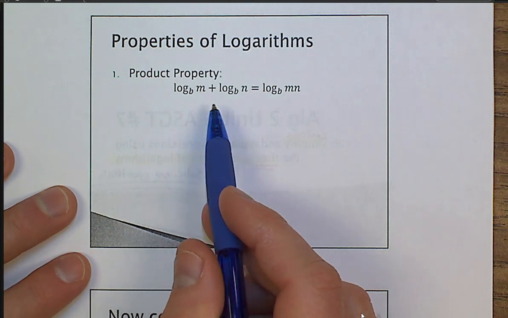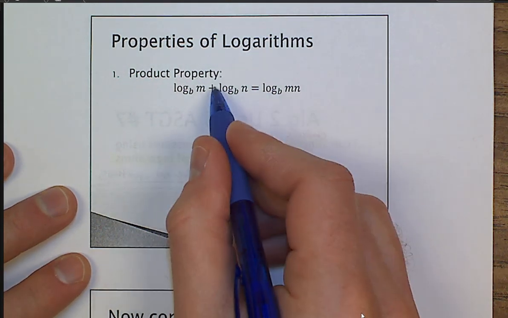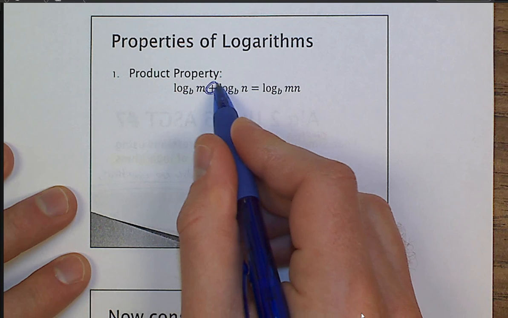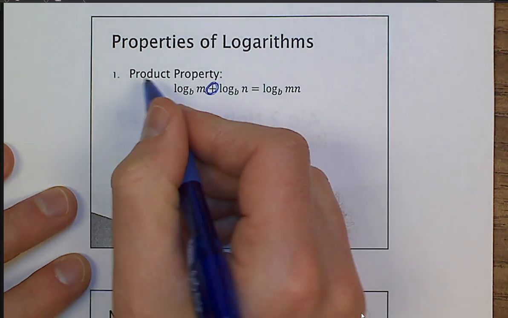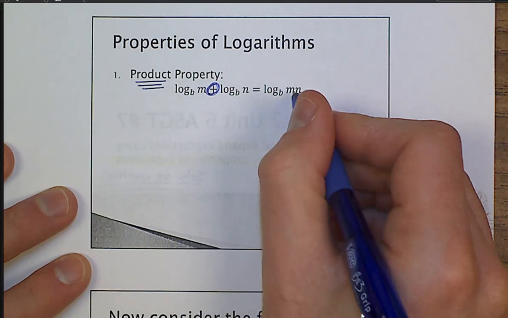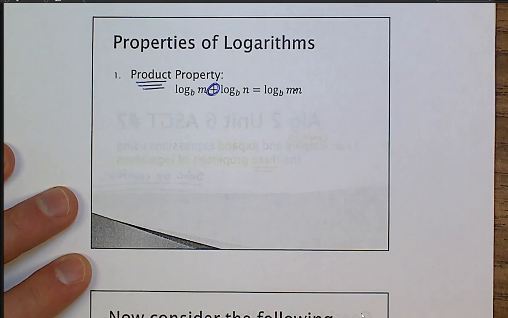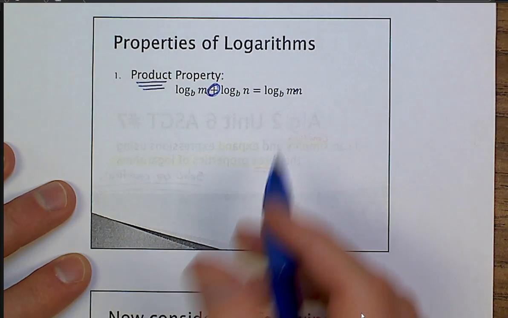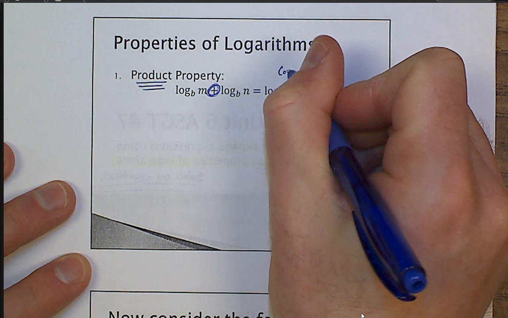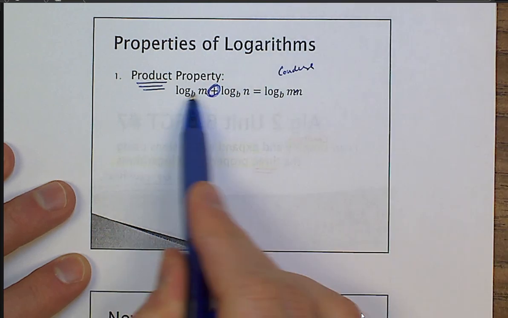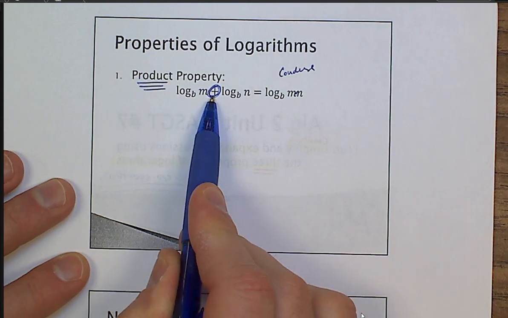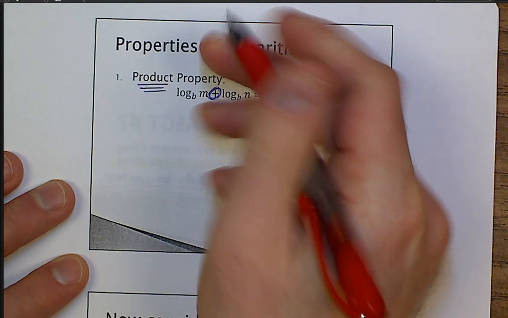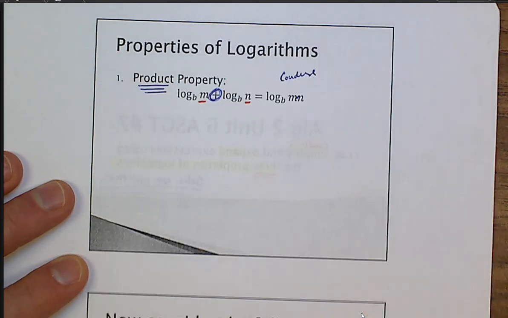So if you have a plus sign, this is key. If you have a plus sign, that means you are going to turn it into multiplication when you condense. So we are condensing here. This is an example of condensing. We are taking something with 2 logs with a plus sign in the middle, and we would take whatever m is and times it by n. And we would times those here.